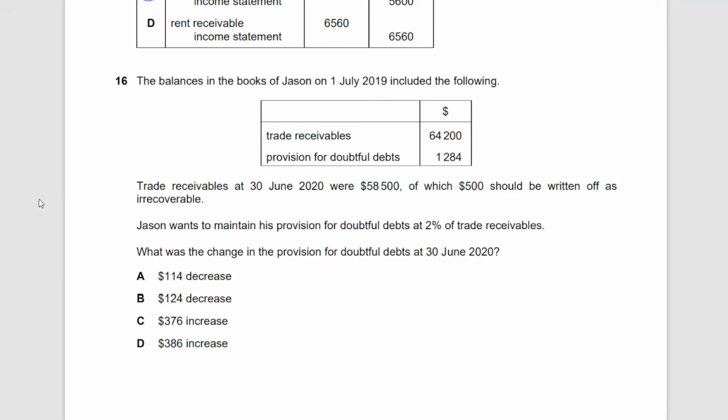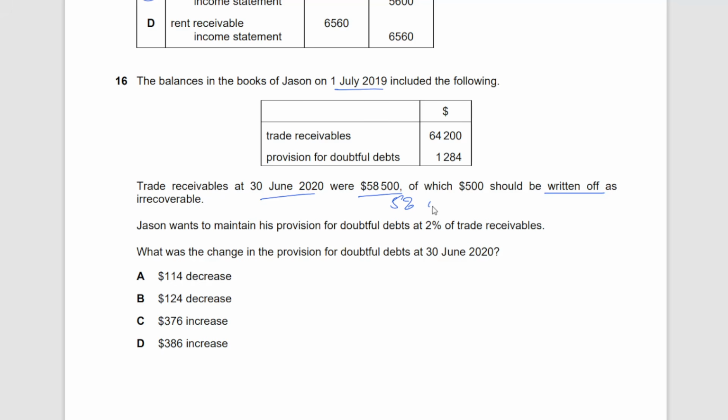Okay, the balances in the books of Jason on 1st July 2019 include the following: trade receivables and provision for doubtful debts. Trade receivables at 30 June 2020, end of the year, that's beginning of the year, end of the year, were 58,500, of which 500 should be written off. Jason wants to maintain his provision for doubtful debts at 2% of the trade receivables. Alright, so one thing you should remember: whenever calculating provision for doubtful debts, you must always first subtract the balance that is written off as irrecoverable, because that won't be received. That is not part of your trade receivables. So step number one, let's remove that.